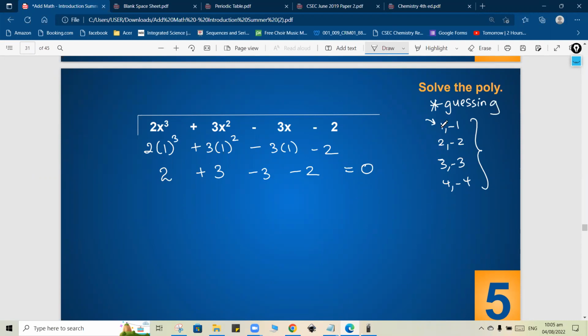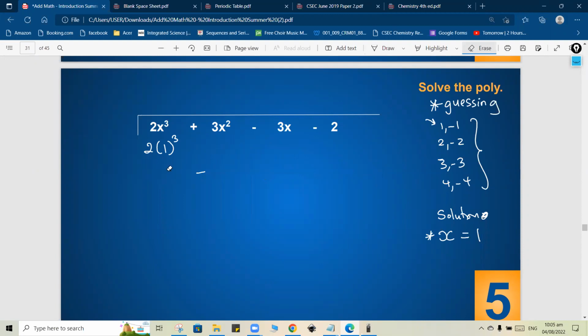So since x gives us 0, our first solution is x is equal to 1. A solution is a value of x that will make the entire expression equal to 0. And unfortunately, you will always have to try to guess the first one. Okay? Now, here's what we have to do now.